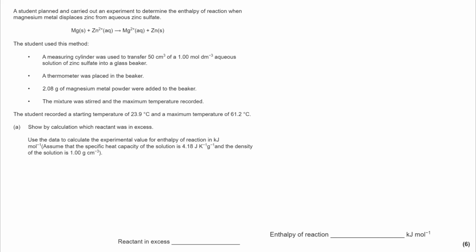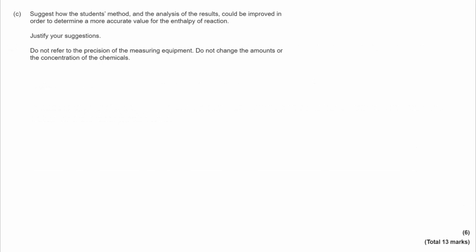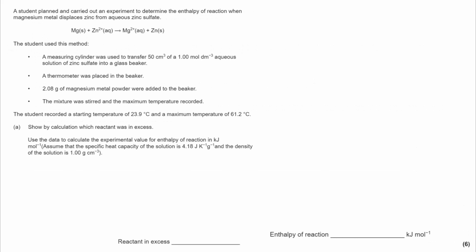Here's part A, part B, part C, and we'll now look at part A. So we've got here some data. We need to work out which of the two reagents is in excess, and then once we've done that, we can work out the enthalpy of reaction.